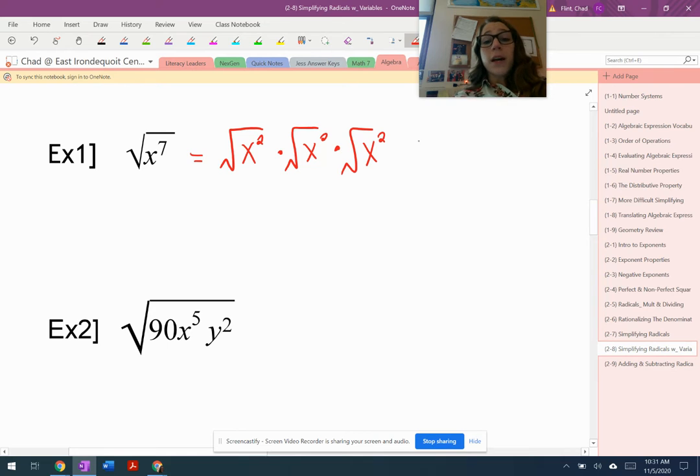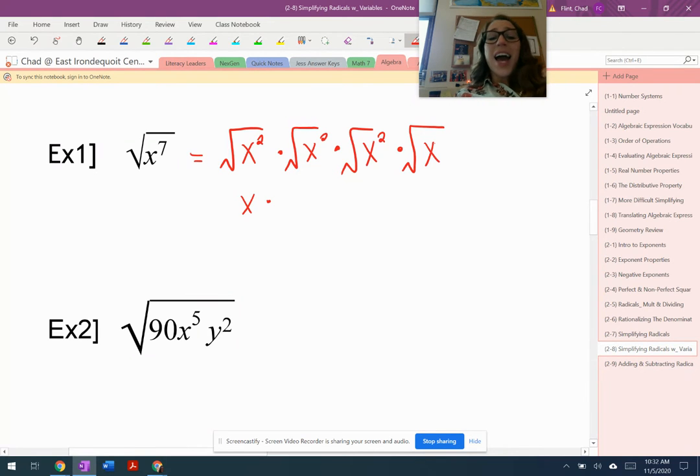That doesn't quite get me back to 7, so I need that one last square root of just a plain old x. Because the 2 plus the other 2 plus the other 2 is 6, one more to get to that 7. So now this is where it gets a little weird. The square root of x squared we know is x. Keep that in mind here, this is where we get tricky.